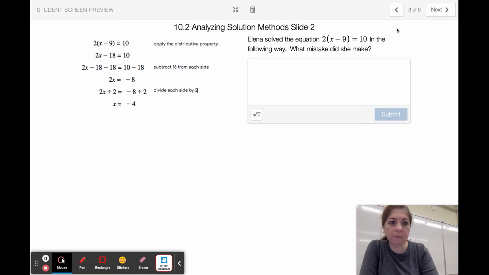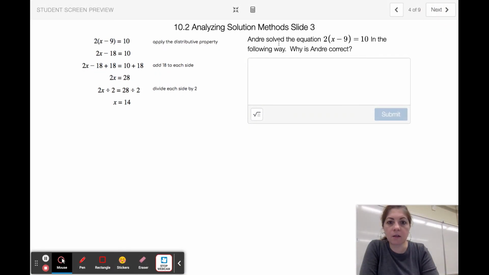The next slide is Andre's work, and he has done it correctly. He decided to use the distributive strategy. So he distributed and he's done everything correctly. So as you can see, his answer is x equals 14, and that is correct. So you are going to type that in the box.